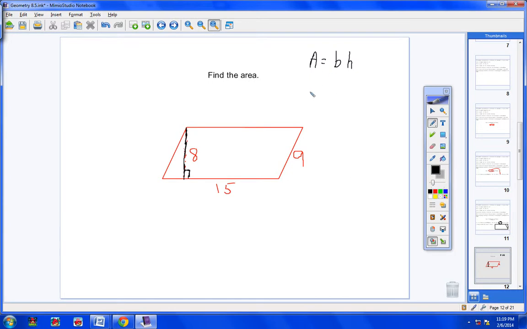So I know the base of the parallelogram is 15 times, I know the height is 8, and so when I multiply those two together, I'm going to get 120, and I guess we'll call it just square units, since we were not given a unit of feet, inches, yards, meters, or whatever. Okay, so there's the area. 120 square units. Okay, area of a parallelogram.